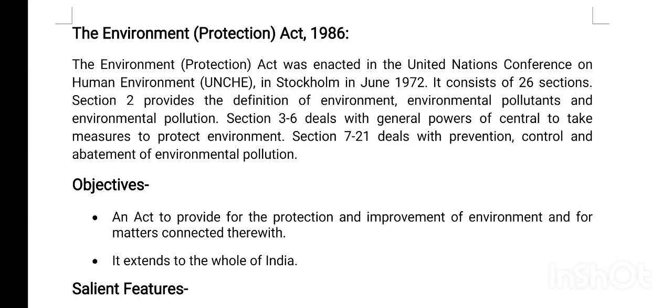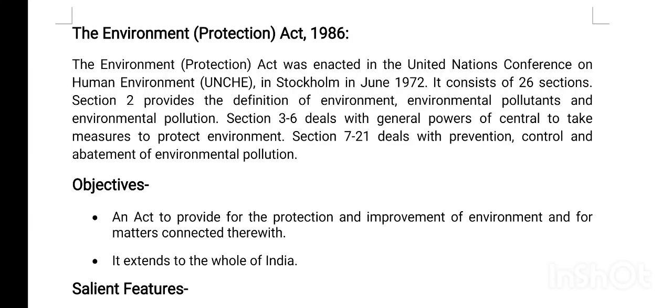So to check this menace, the Government of India has decided to implement a law or act or regulations to control and abate such problems. One such act is the EPA 1986. The Environment Protection Act was enacted following the United Nations Conference on Human Environment in Stockholm in June 1972. From there originated the idea of implementing rules and regulations for protecting the environment.